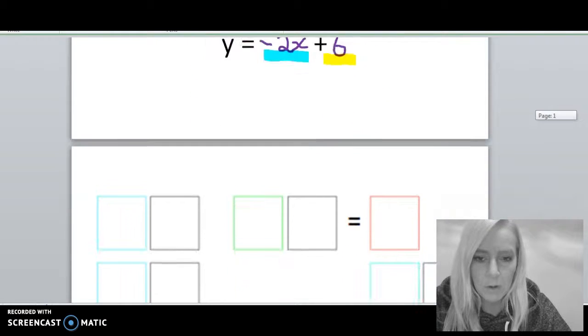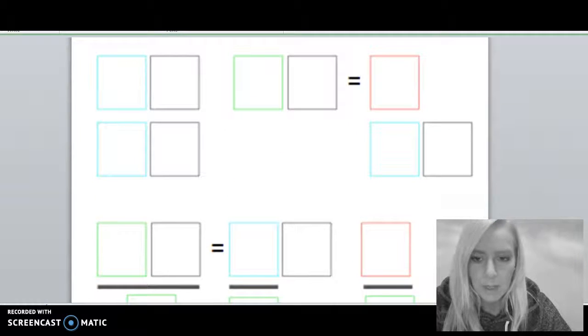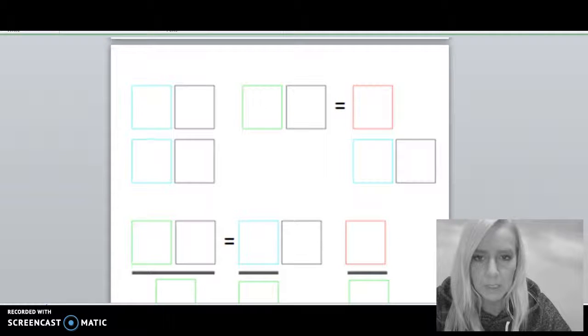On the back of your graphic organizer, I have a placemat that we're going to use in class.